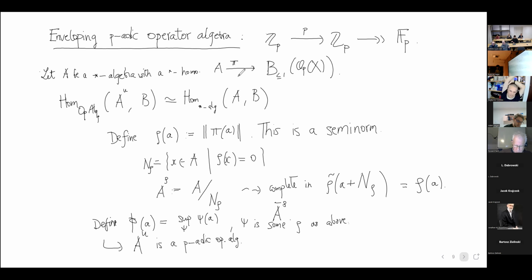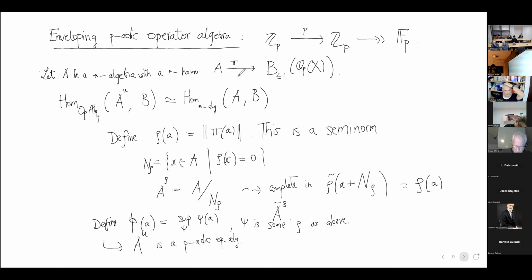Any interesting example that we've tried, like the examples I mentioned of p-adic operator algebras, for those A is AU. But for some reason we found a finite dimensional example for which A is not AU. So I guess the question is, what are good p-adic operator algebras? Thank you.